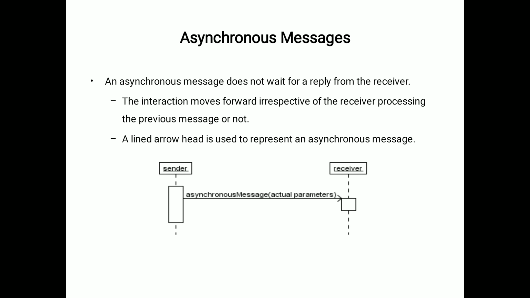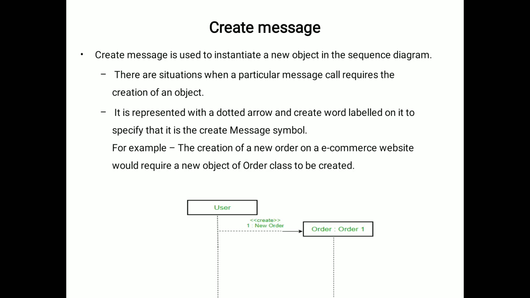Then next is your create message. A create message is used to instantiate a new object in the sequence diagram. There are situations when a particular message call requires the creation of an object. It is represented with a dotted arrow with the word create labeled on it to specify that it is the create message symbol. You see the example: the creation of a new order on an e-commerce website would require a new object of the order class to be created.